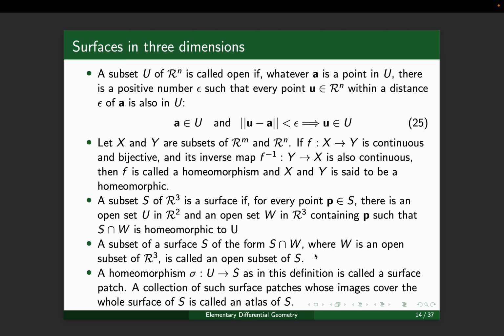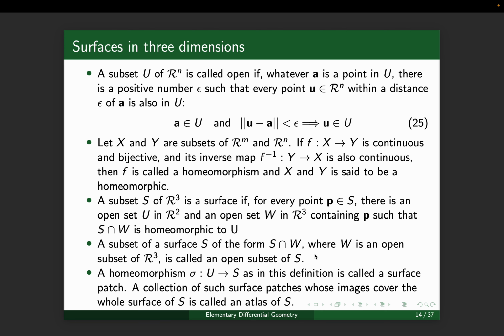Now we define the homeomorphism. Let X and Y be subsets of Rm and Rn. If F is a map connecting X and Y, if this map is continuous and bijective and its inverse is also continuous, then we call this F a homeomorphism.